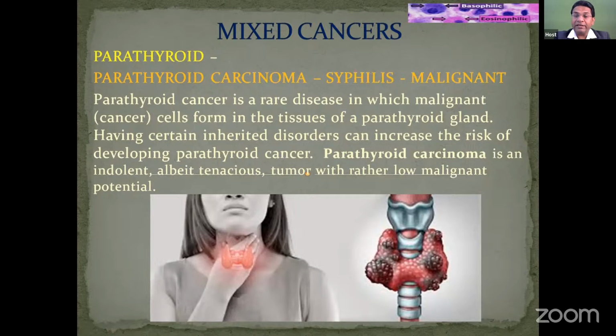Now the carcinoma, that is malignant tumor or cancer of parathyroid gland. It is purely malignant. Parathyroid cancer is a rare disease in which malignant cancer cells form in the tissues of a parathyroid gland. Parathyroid gland के tissues में ये malignant growth होती है. Having certain inherited disorder can increase the risk of developing parathyroid cancer. Parathyroid carcinoma is an indolent, albeit tenacious tumor with rather low malignant potential. Yes, so see the growth of cancerous tissue in the parathyroid gland. So this is malignant.